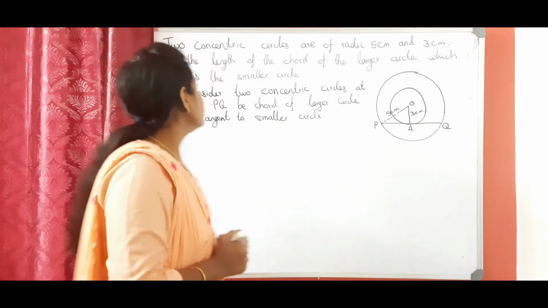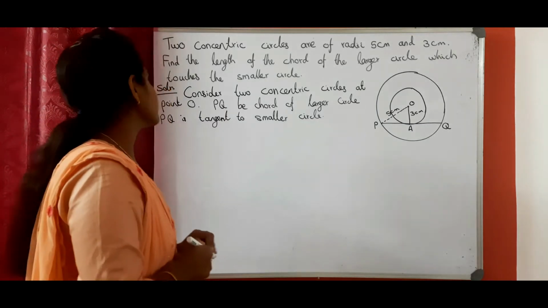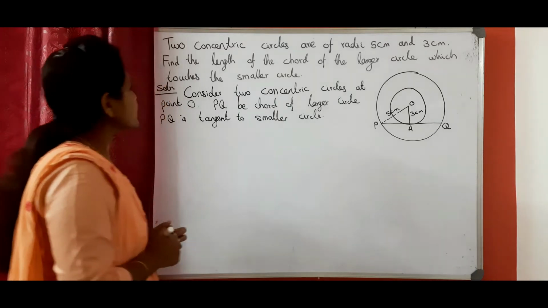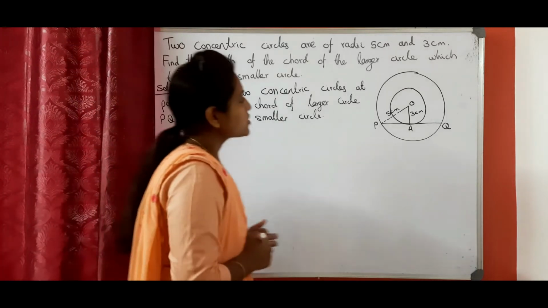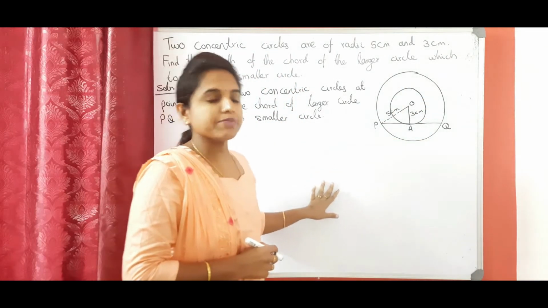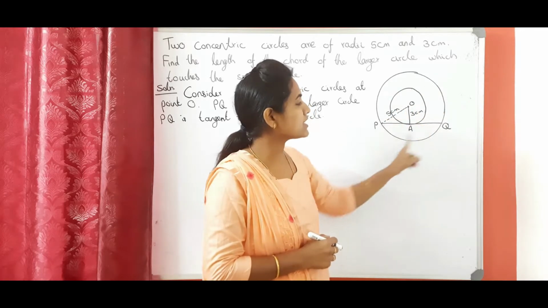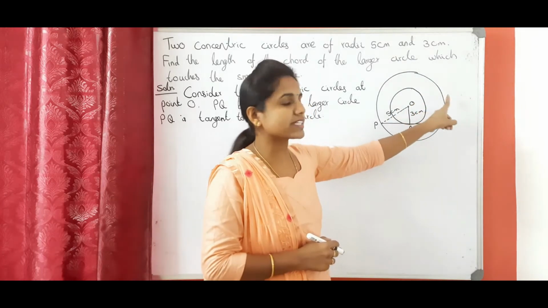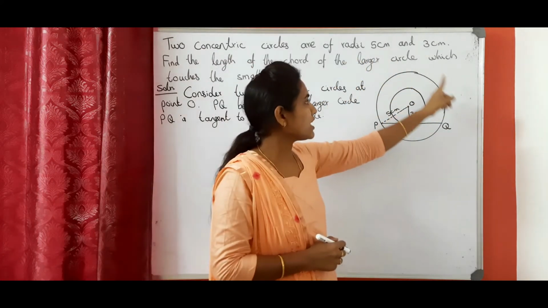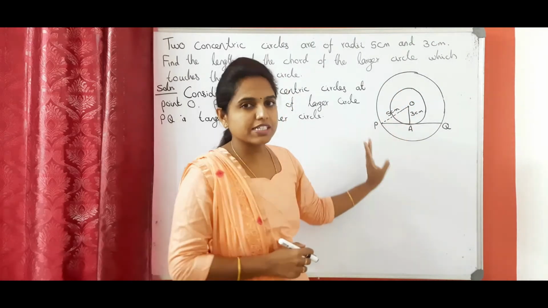Let's see the problem. Two concentric circles are of radius 5 cm and 3 cm. Find the length of the chord of the larger circle which touches the smaller circle. Concentric circles means both circles have the same center. Therefore, these two circles are concentric circles and they have given the radius. The radius of the larger circle is 5 cm and the radius of the smaller circle is 3 cm.